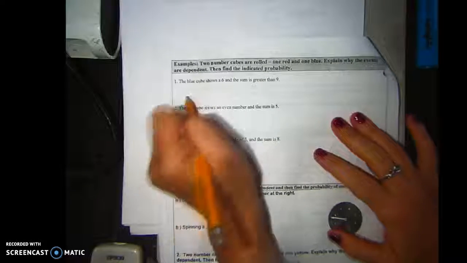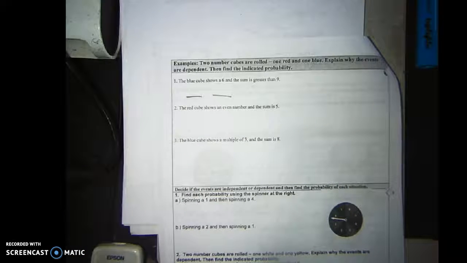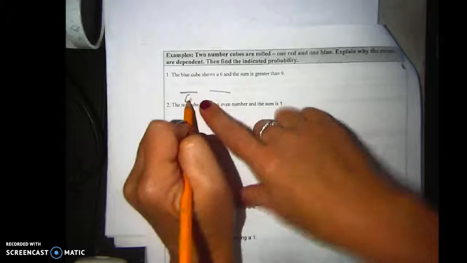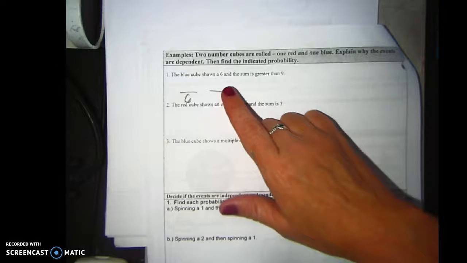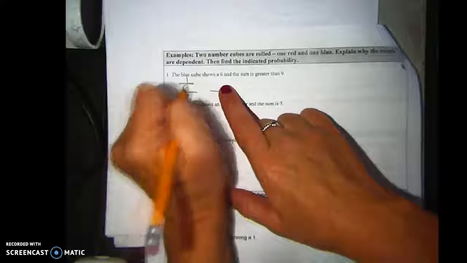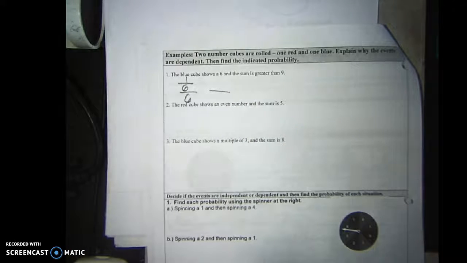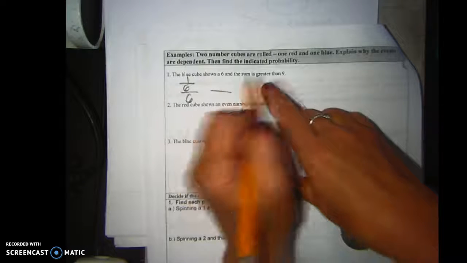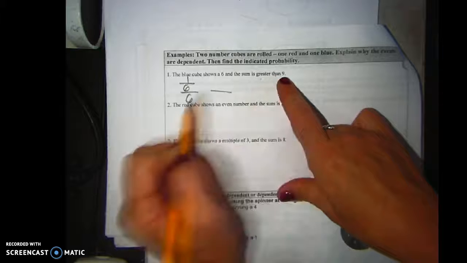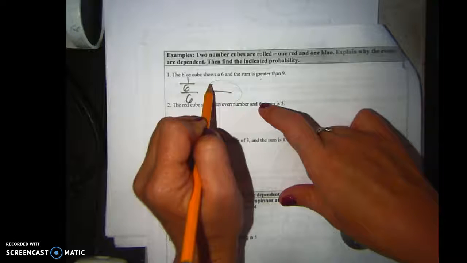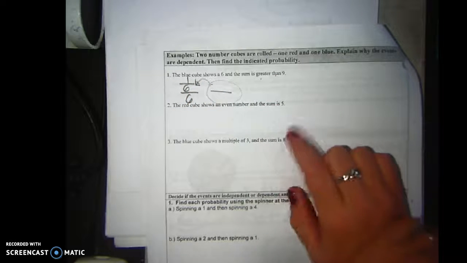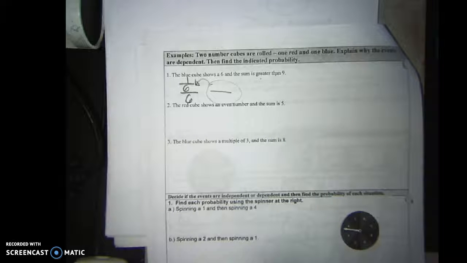All right, it's still talking about cubes, which makes it feel independent. But it tells you the first guy is a six. So still independent, and there's only one out of six sixes. But then it says the sum is greater than nine. So this guy completely is dependent on this guy to get the sum greater than nine.